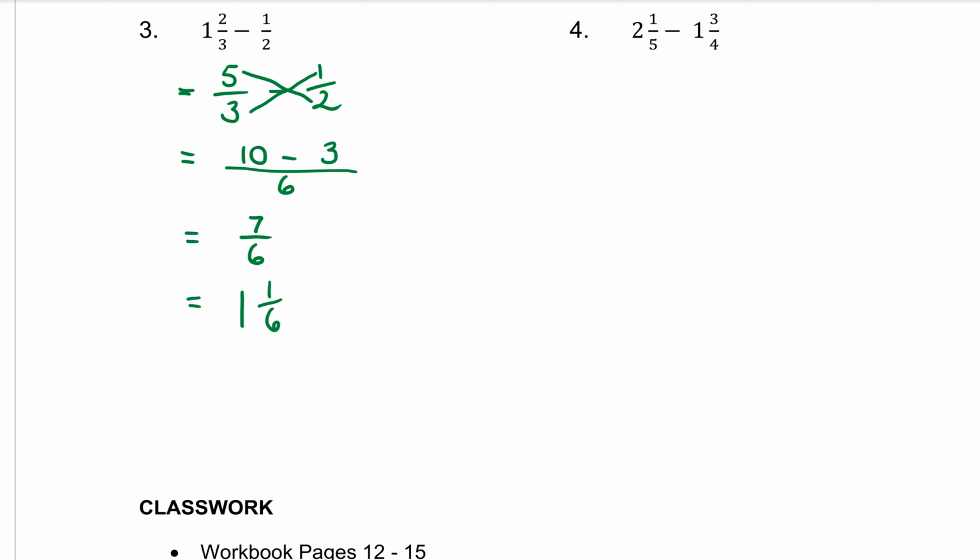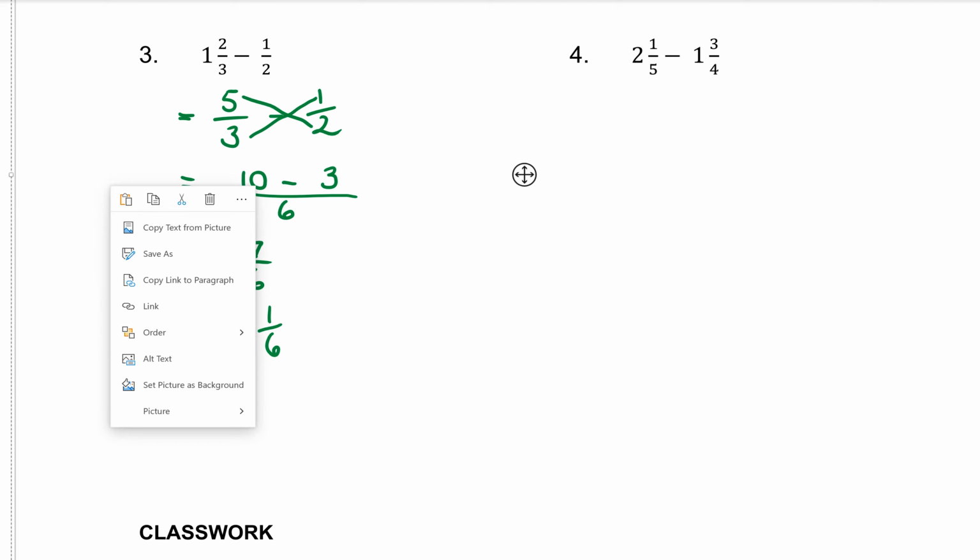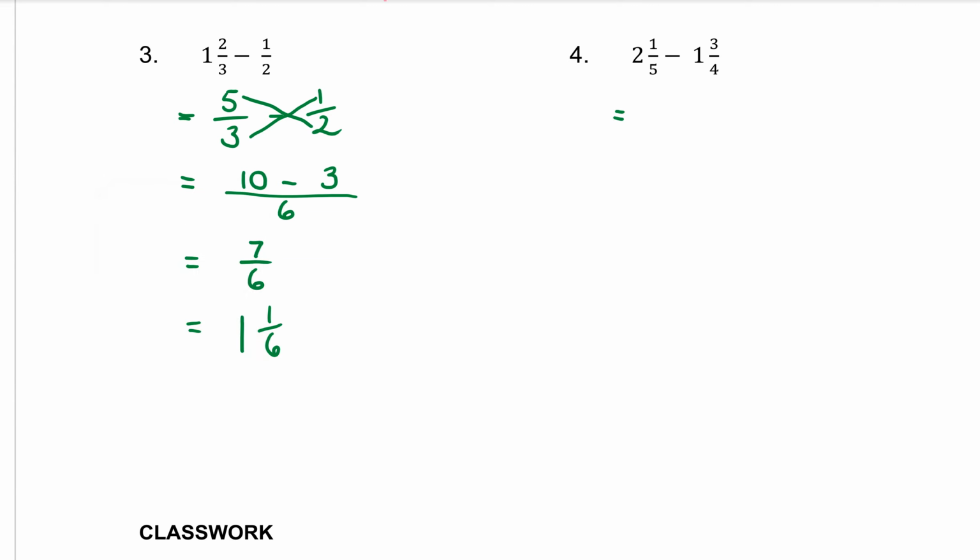And one more. Question 4. Have mixed numerals again, so let's change them. The 5 stays on the bottom for the first fraction. 5 times 2 is 10, plus another one is 11. Minus. Second fraction has a 4 on the bottom, so it stays a 4. Times. 1 times 4 is 4, plus 3 is 7.